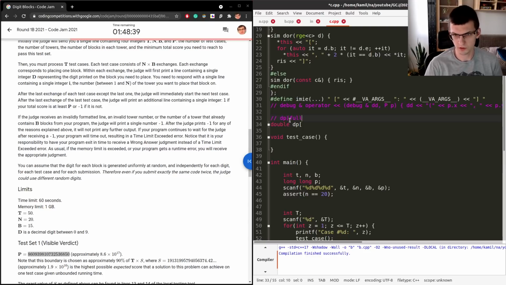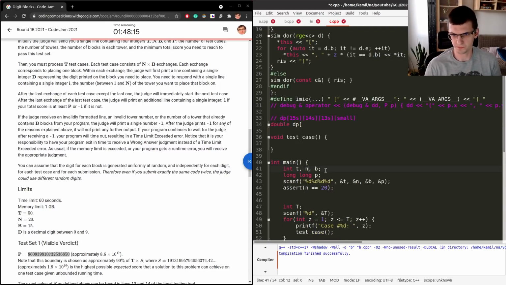dp of full, fourteens, thirteens, remaining, so size of a small tower. Can I say in what order? Yeah, in just this order. Okay.